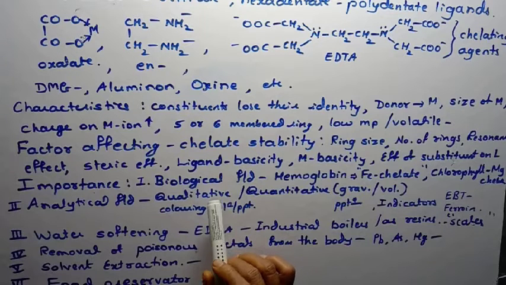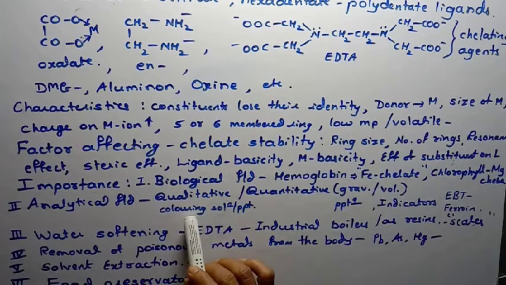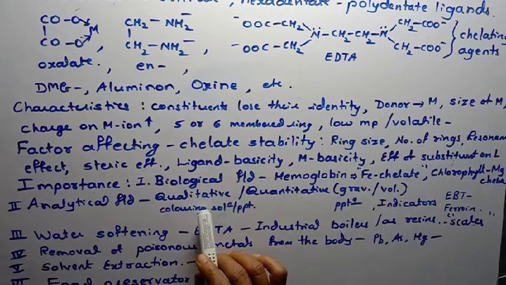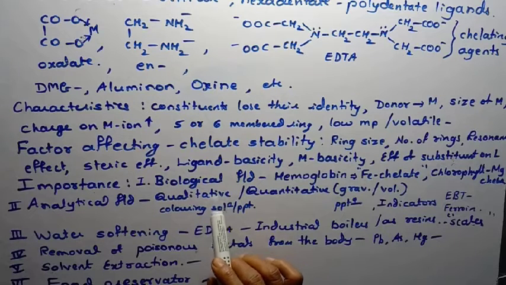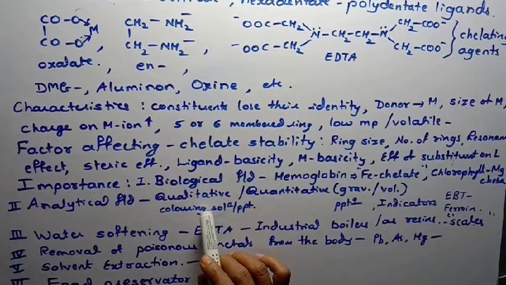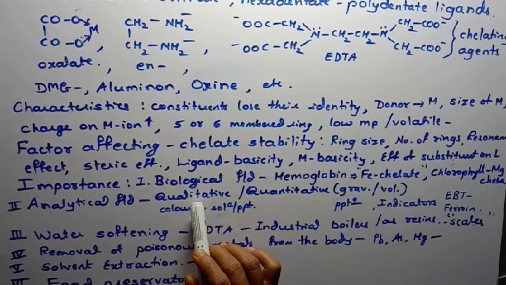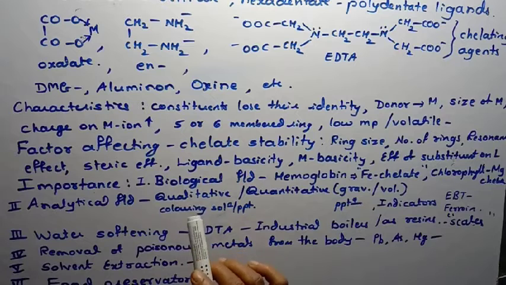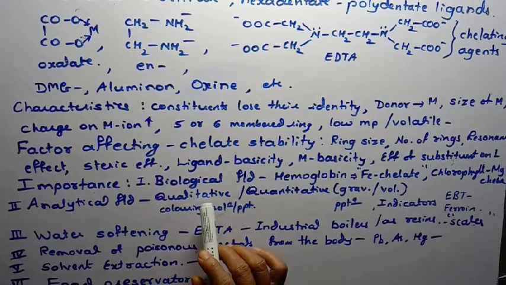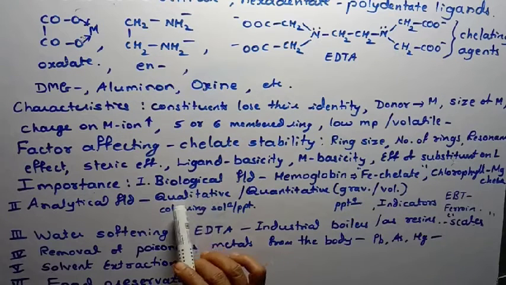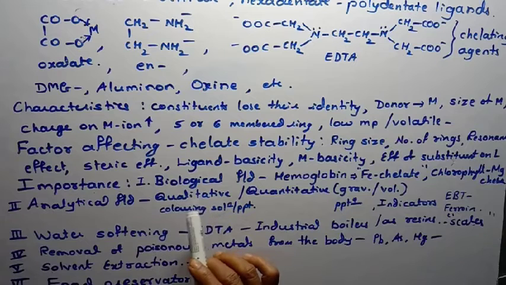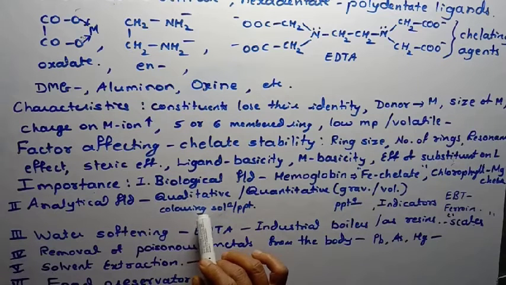So like that, in qualitative analysis, one can detect elements by using chelating agents which form colored precipitates or colored compounds. Is it? So that is one of the greater benefits here. See, nickel DMG is used, or oxine for detection of magnesium ion, or aluminon reagent for the detection of aluminium, isn't it? So like that, chelates are used in qualitative analysis.